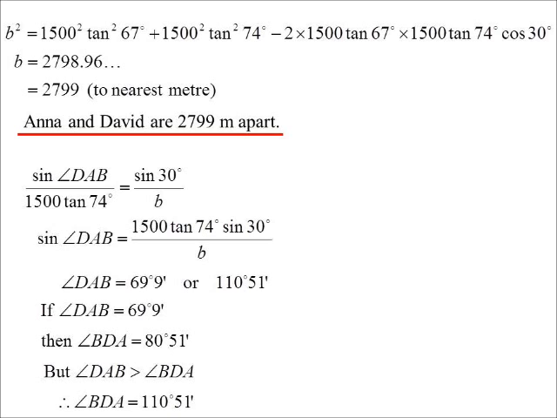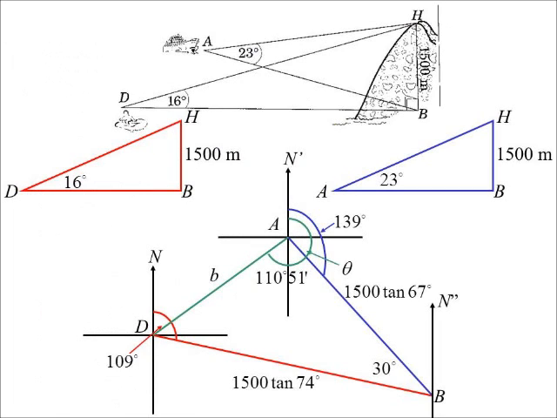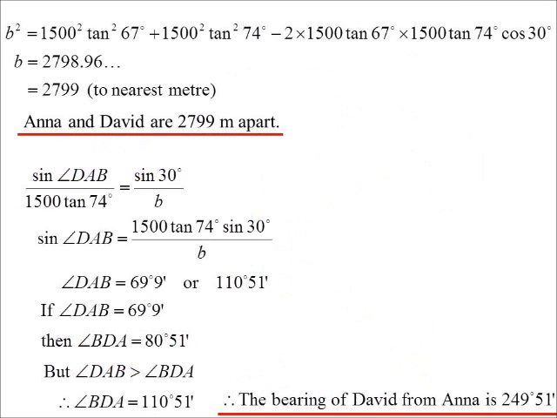That would have caught a lot of people out that year, I reckon. They would have just gone to their calculator, got an answer of 69 degrees 9, been happy with that, and said, right, I'll use that. But from the other information we have, the length of the sides, it can't be 69 degrees 9 minutes. We've got to add that onto the 139 to get the bearing. So eventually we get the bearing of 249 degrees 51.